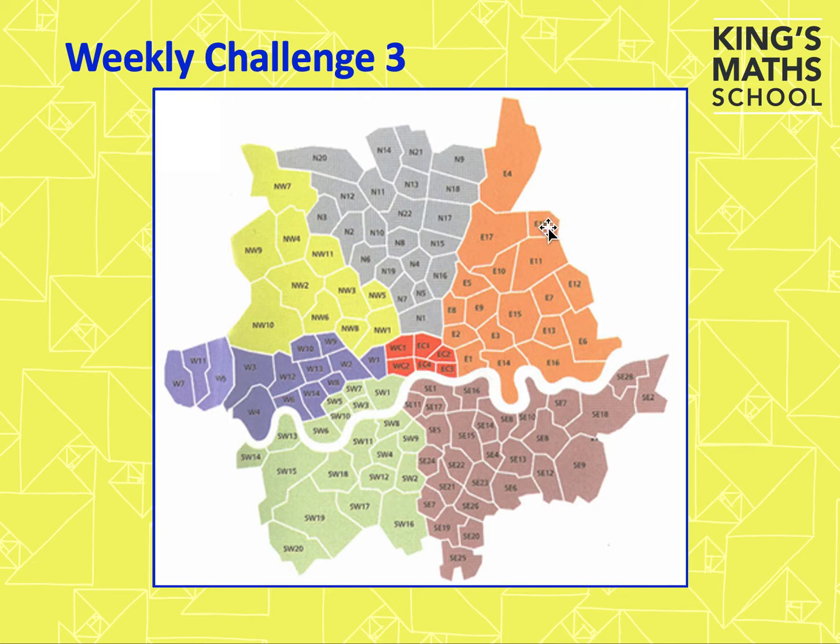So there's a question for you. What is the structure? What is the order of London postcodes? Why are they not in any sort of numerical order?